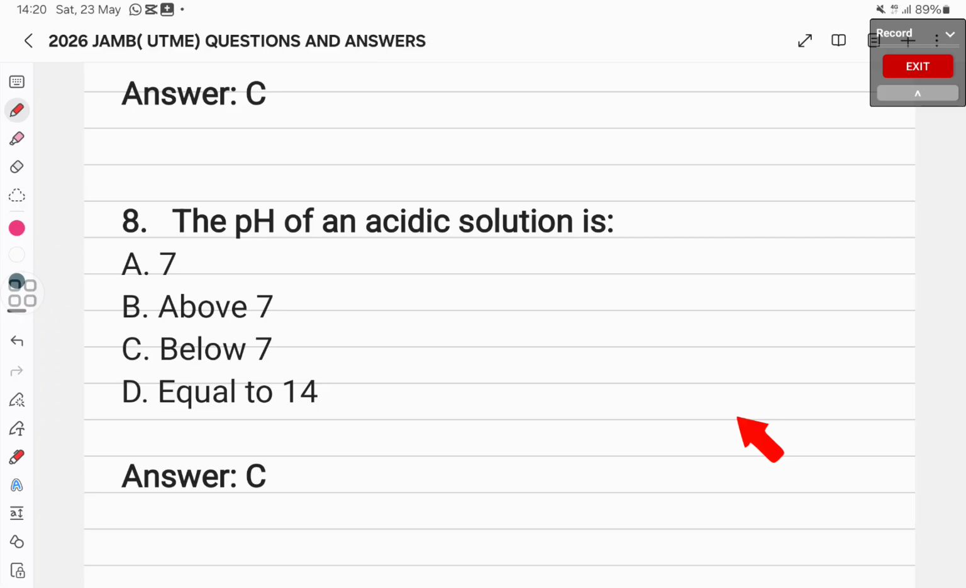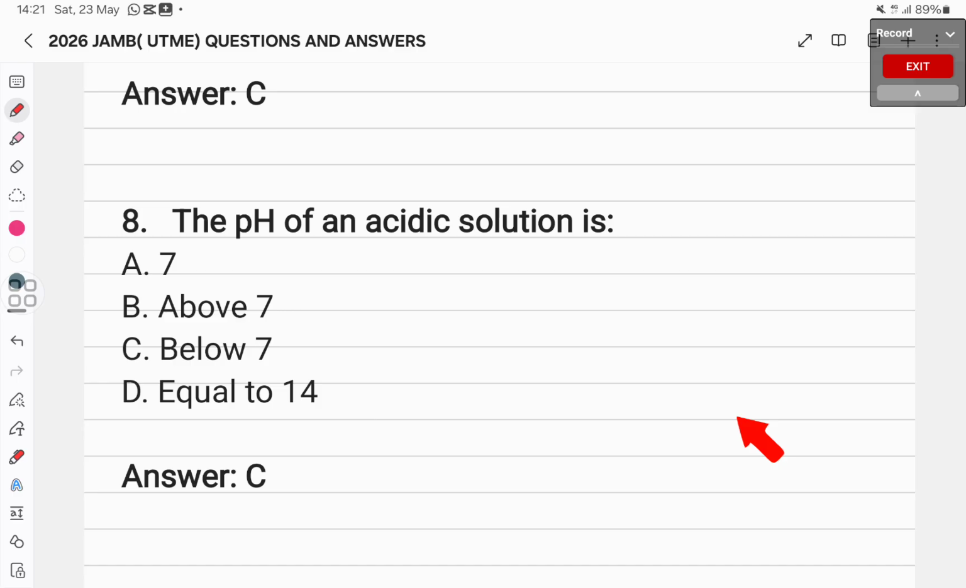We can also define the pH of a solution as the degree of the acidity or alkalinity of that solution. The measure of the degree of acidity or alkalinity of a solution is also pH. We can also define pH as the negative logarithm to base 10 of the hydrogen ion concentration or the hydronium ion concentration of a solution.